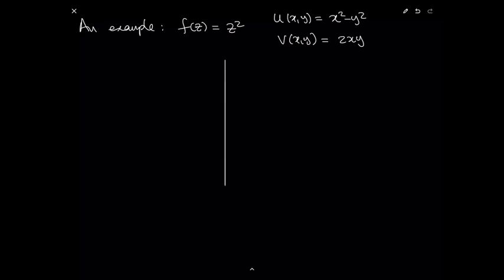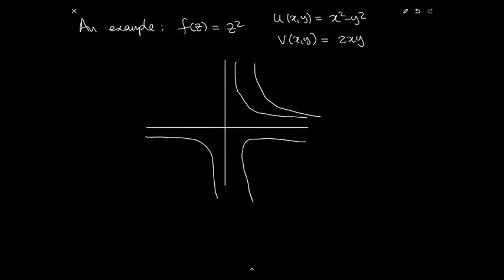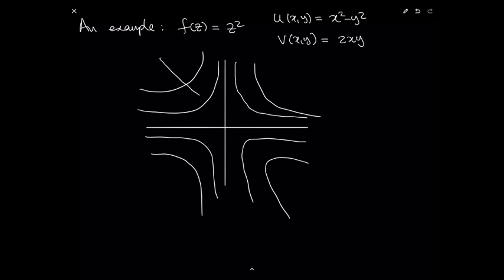Let's just write them out and let me give it a go. We have that v equals constant, 2xy equals a constant, are basically hyperbolas like this, depending on the sign of the constant. Right? And what about x squared minus y squared? Well, these are hyperbolas as well, and they do things like this.